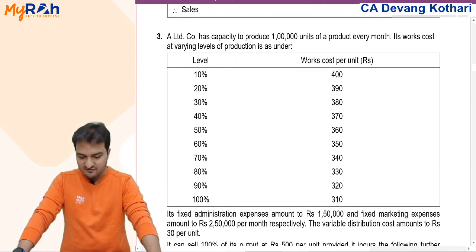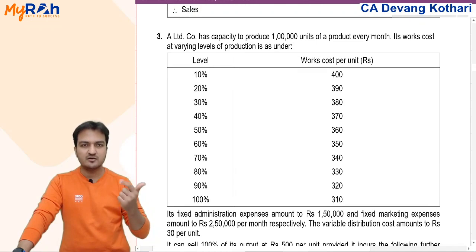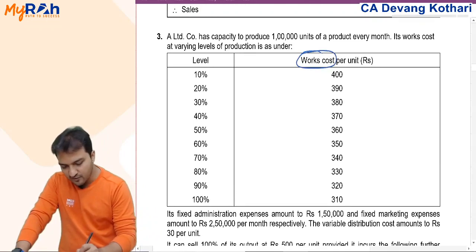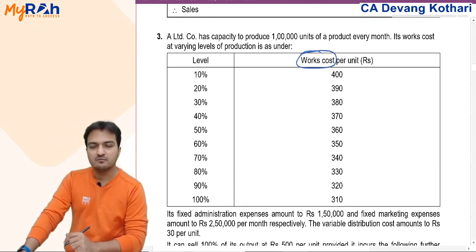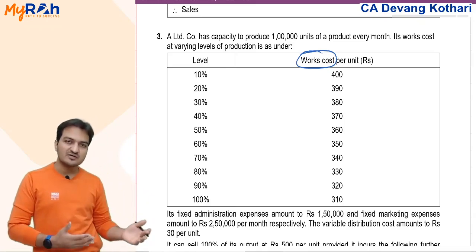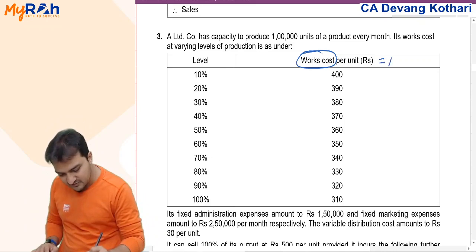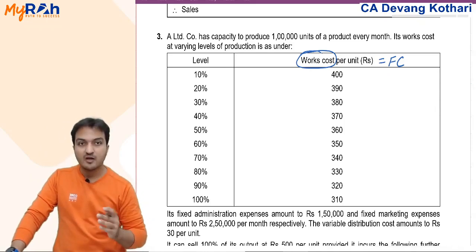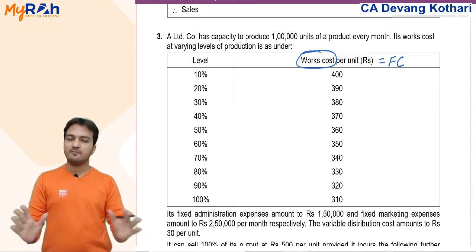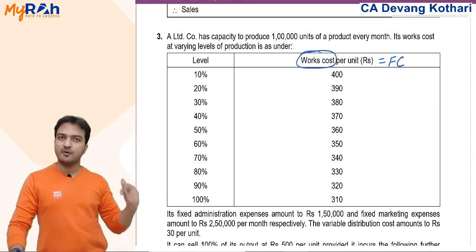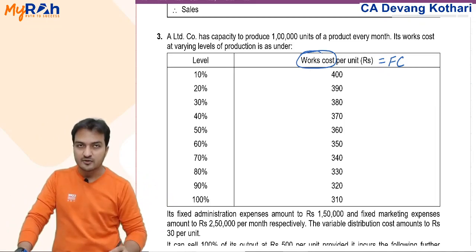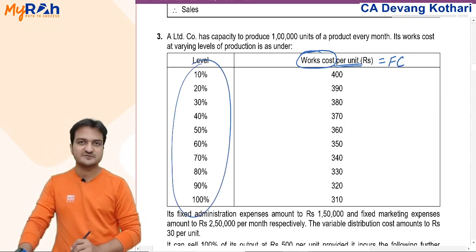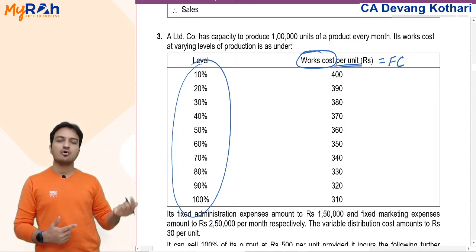Notice, in this question, you are not given direct material, direct labor, direct expenses, factory overheads separately. Rather, what you are given is works cost. Now I told you works overhead means factory overheads. Similarly, works cost basically means factory cost. What you are given here is factory cost per unit. Plus, in this question, there is no WIP stock given, so this factory cost per unit is itself the factory cost of completed units. You are given factory cost per unit at various different production levels.